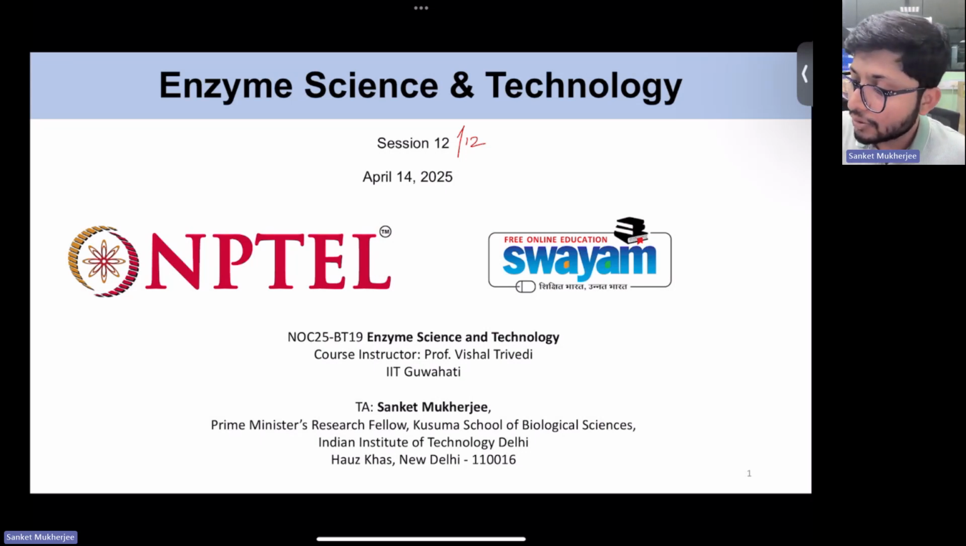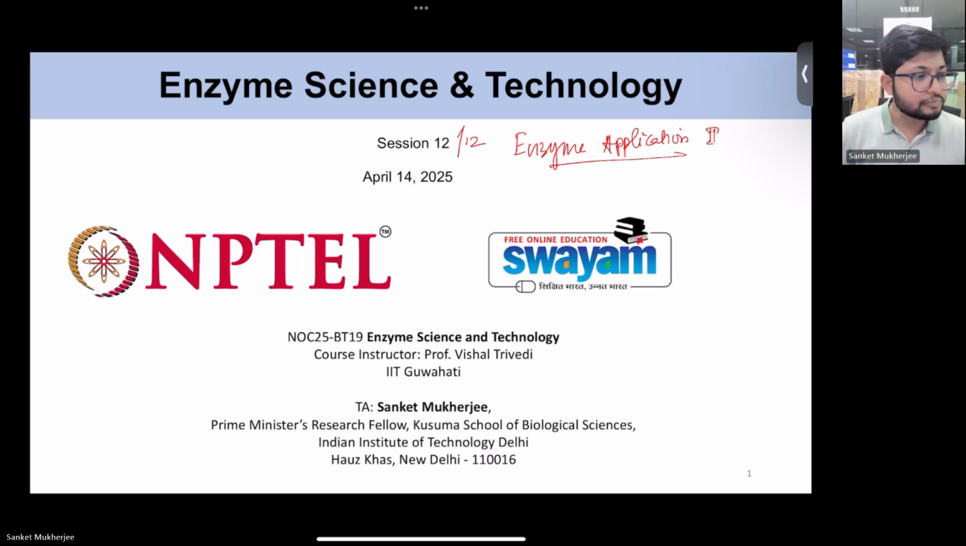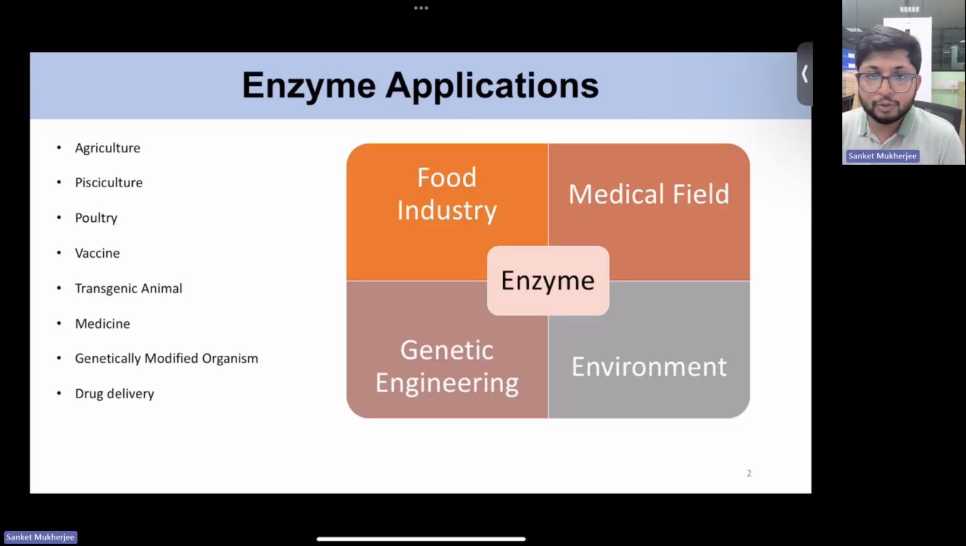So today we will be talking about enzyme applications, and it will be a continuation of what we had discussed last week. As we already talked about, enzymes can be used in agriculture, in pisciculture, that means for fishes, for poultry, vaccine development, for transgenic animals, medicine, genetically modified organisms, and for drug delivery.